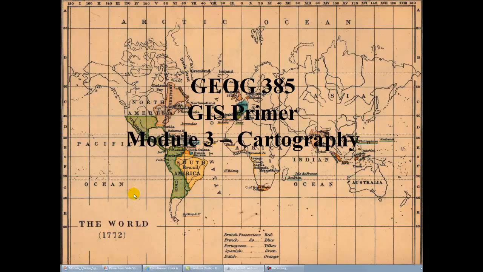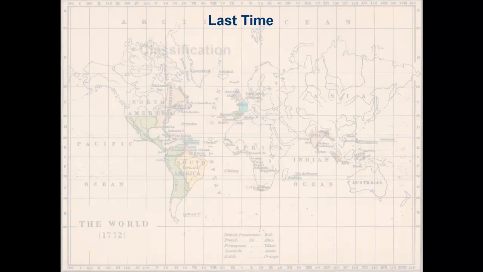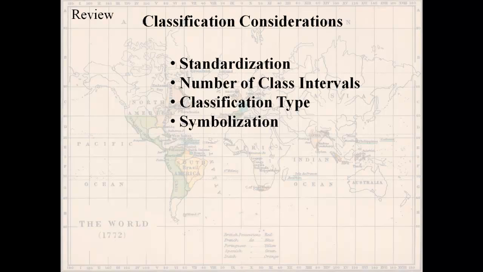Okay, last time I talked about classification. And I told you that you need to keep in mind 4 different things when you were doing classification. I said standardization, which has to do with the areas of the polygons that are in your map and the differences in sizes, number of class intervals, classification type, and symbolization. Unfortunately, I didn't really talk about the number of class intervals. So here I'll give you a quick summary of the number of class intervals.